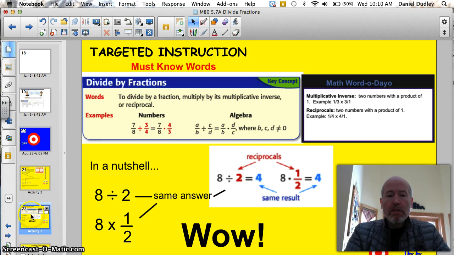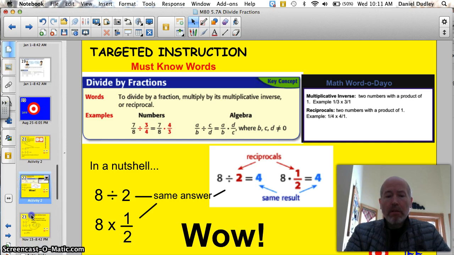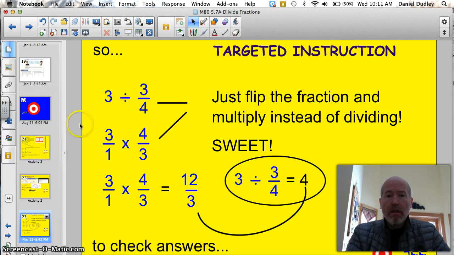All right, so what does that tell us? It tells us that 3 divided by 3/4, if we don't want to divide those fractions, we don't have a calculator, flip it. Flip the fraction and multiply instead of dividing. 3 times 1, or 3/1, times 4/3. See, I just changed the sign, flipped the fraction from 3/4 to 4/3.